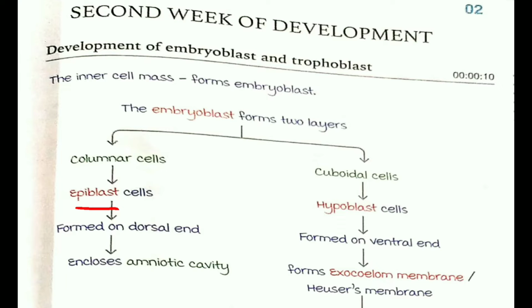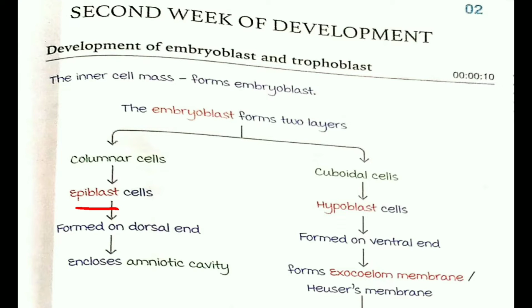So basically this will be the epiblast layer. It will be columnar cells, and in the ventral end we will have the hypoblast cells which will be cuboidal. The epiblast cells will enclose the amniotic cavity, whereas the hypoblast cells will form a membrane.